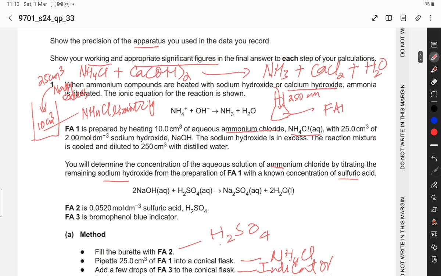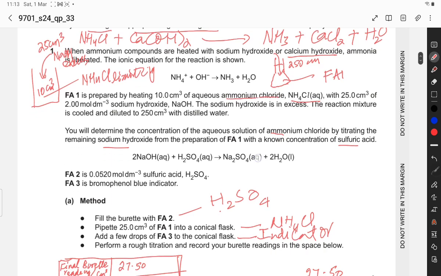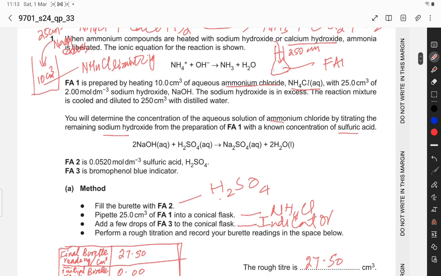Now you will determine the concentration of aqueous solution of ammonium chloride by titrating the remaining sodium hydroxide from the preparation of Fa1 with a known concentration of sulfuric acid. So to determine this solution, we have to find out the concentration of aqueous ammonium chloride by titrating the remaining sodium hydroxide from the preparation of Fa1 with a known concentration of sulfuric acid.